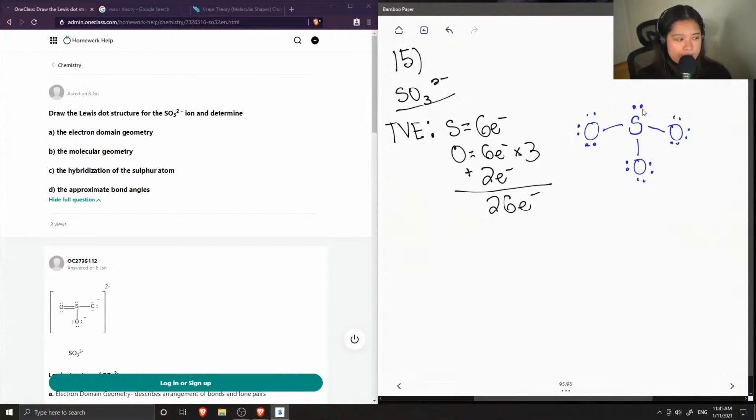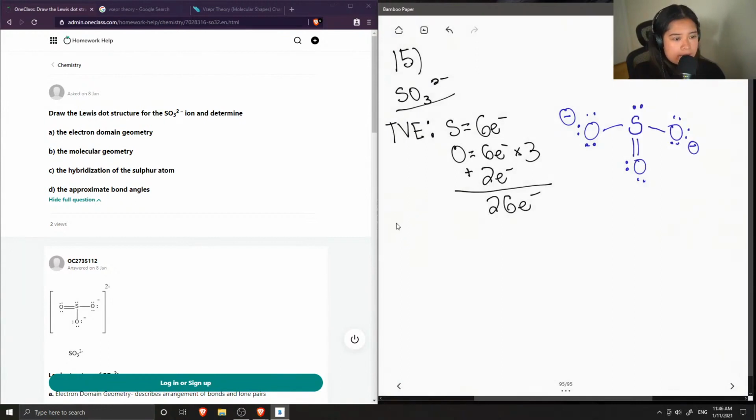24 plus 2, so we have 26, but all of these 3 oxygens will have a negative charge, but we want an overall charge of -2. So for one of the oxygens, I'm just going to make it a double bond. And now we still have 26 electrons, and we have the desired charge of -2, and everything has a full octet. So this is the correct Lewis structure for this ion.